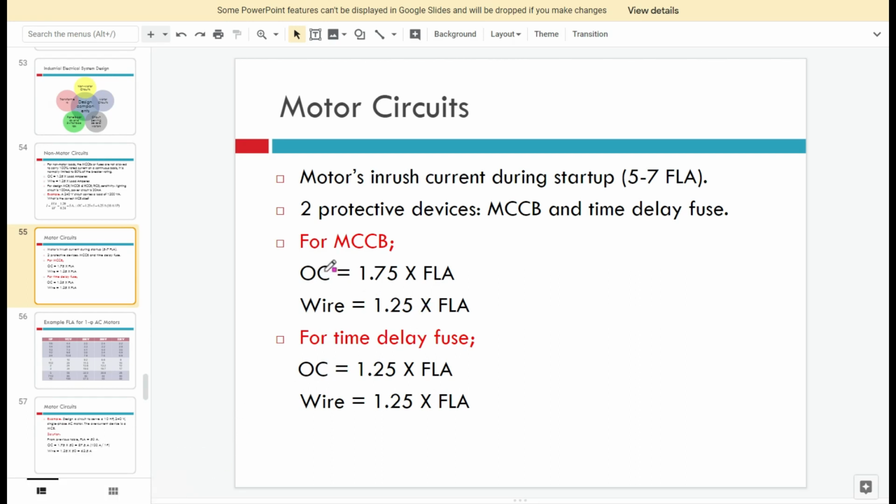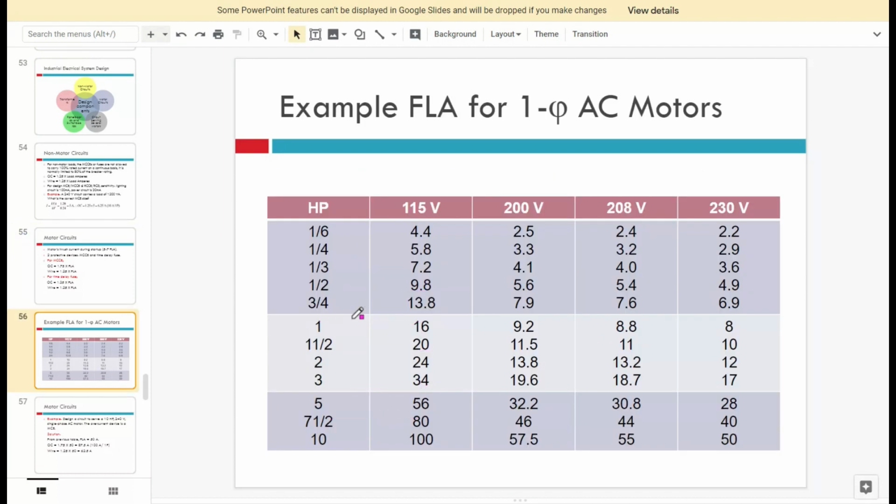Okay, for MCCB, the equation that we use for overcurrent is 1.75 times FLA, and for the cable is 1.25 times FLA. And then for the fuse, we use for the overcurrent 1.25 times FLA, and for the wire we use 1.25 times FLA.